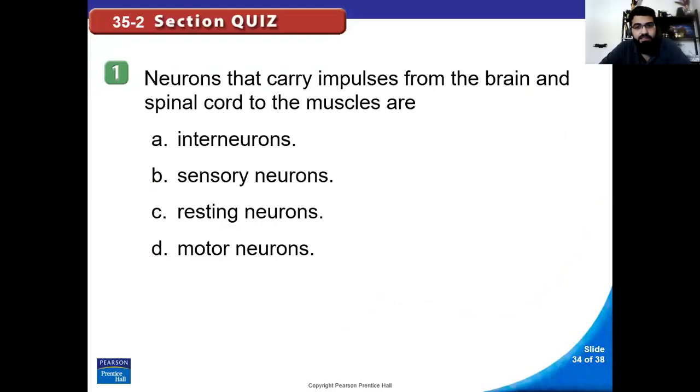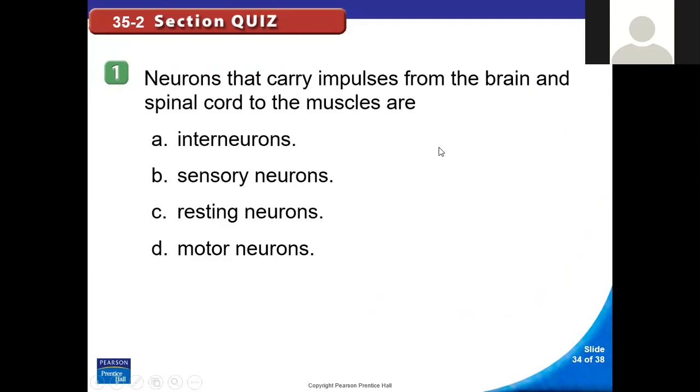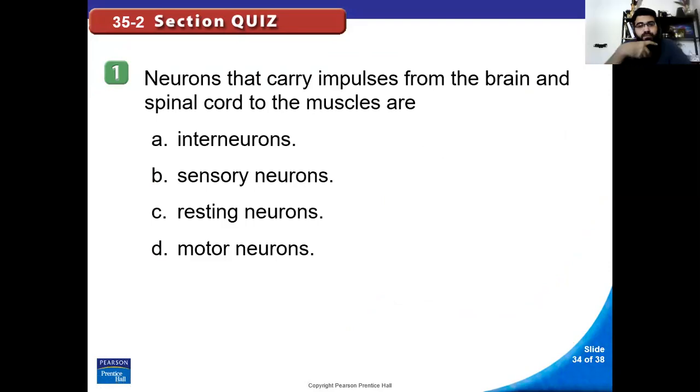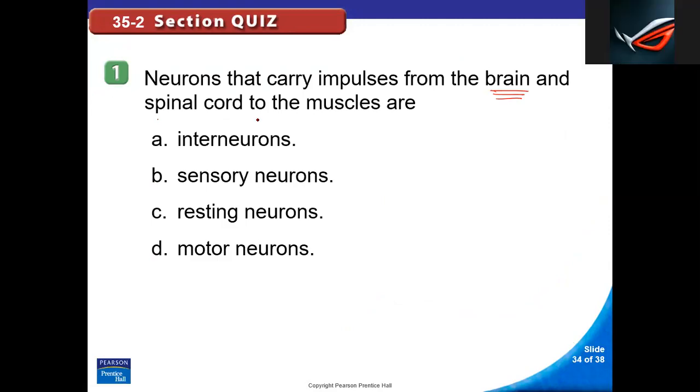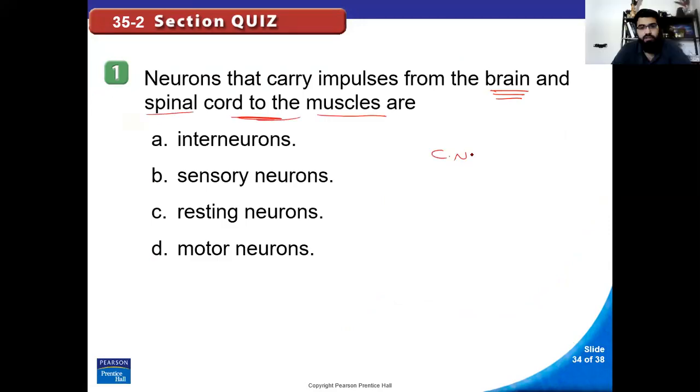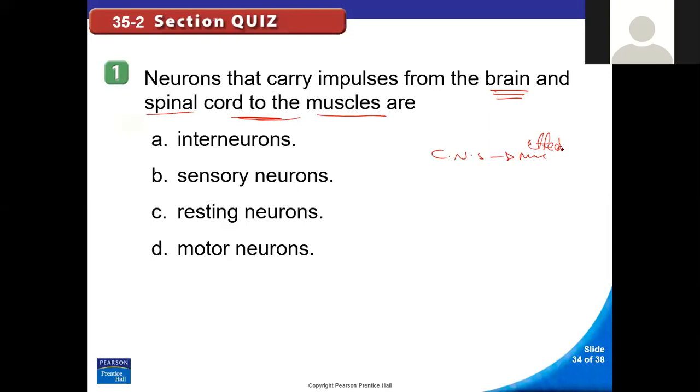Neurons that carry impulses from the brain and spinal cord to the muscle are? Guys, it's motor neuron. From the brain and spinal cord to muscle, so from the central nervous system to the effector: motor neuron. Yes, excellent.